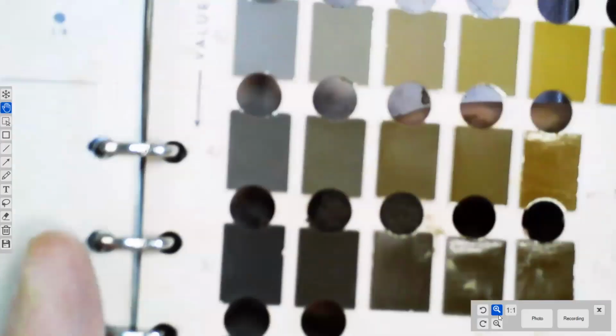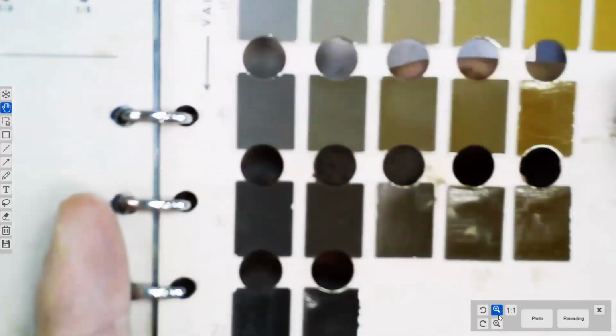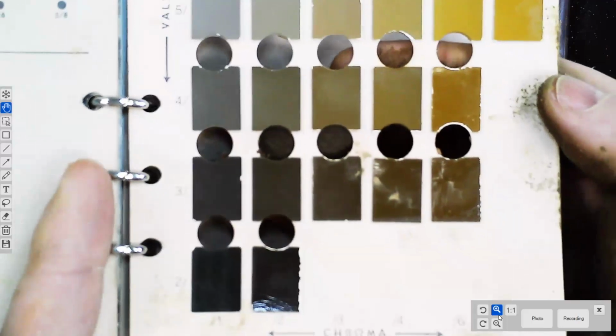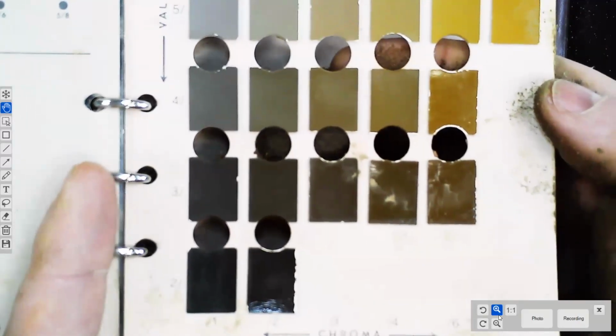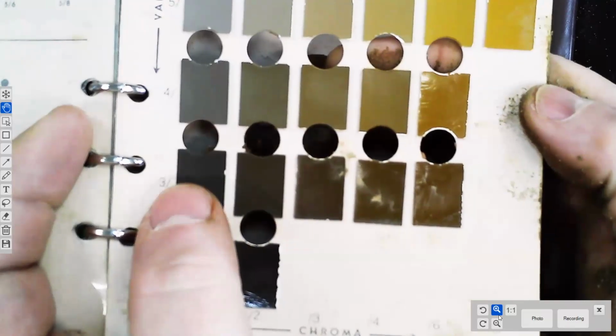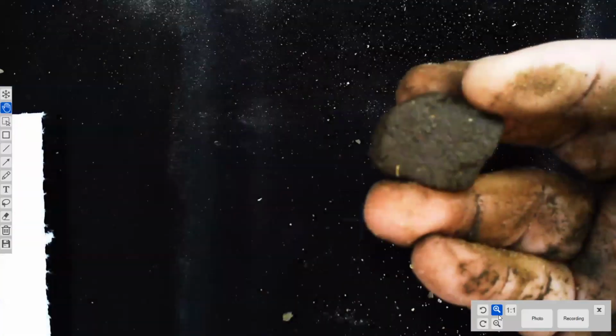I would probably say 10YR 3/2 again, but it is close to 3/1. Yeah, the colors aren't showing in here very well, but I'm close to 3/2. This one right here, possibly 3/1, but I'm guessing it's a 3/2 for a color.